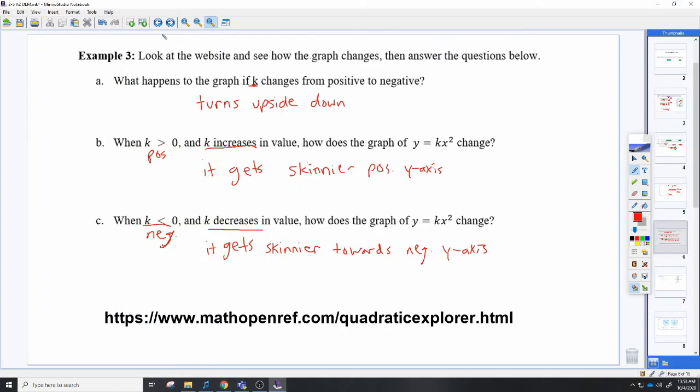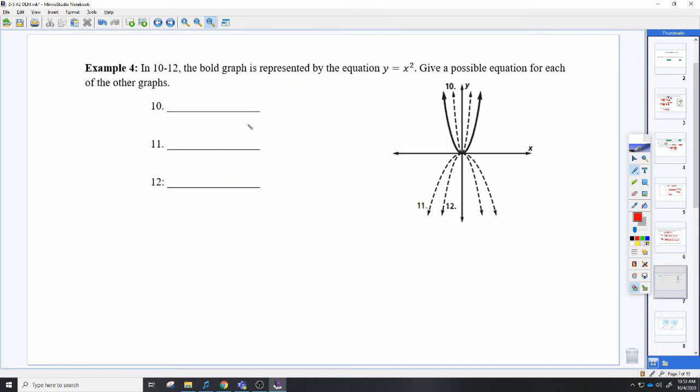So you can play with that a little bit to see how it works if you forget, and to answer some of these other questions, especially on the homework. Our example 4. In 10 to 12, the bold graph is represented by the equation y equals x squared. So if you notice, the number here would be a 1, because there's no k value in front, so you could actually write 1. Give a possible equation for each of the other graphs. So if we look at the bold one here, we're going to be comparing it to the dotted lines there and see what happens.